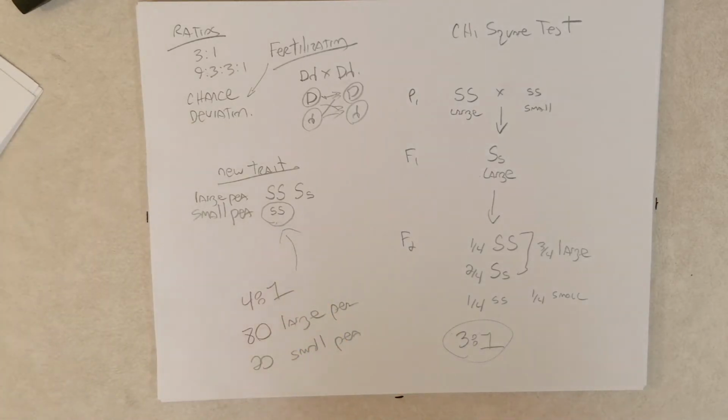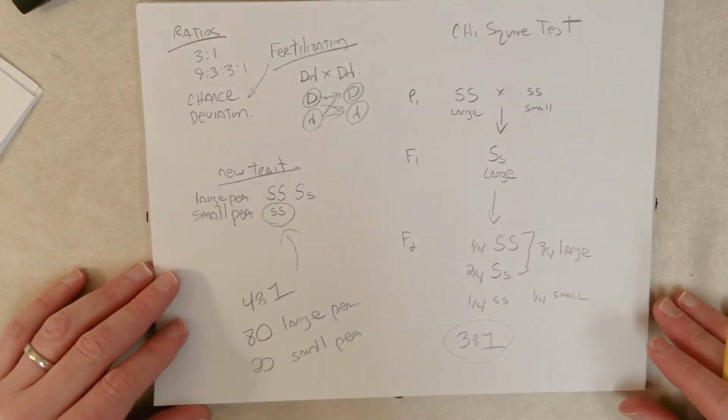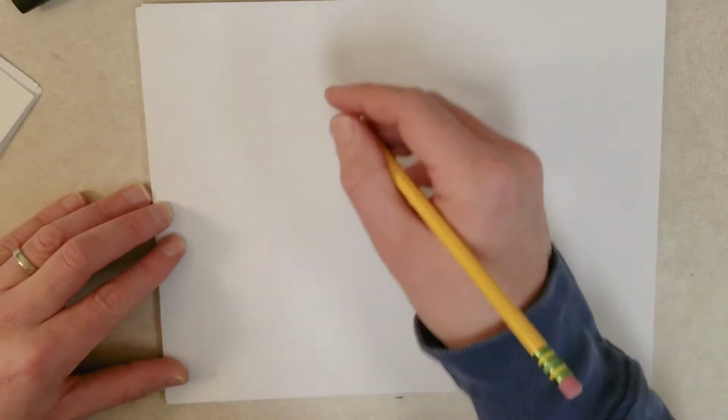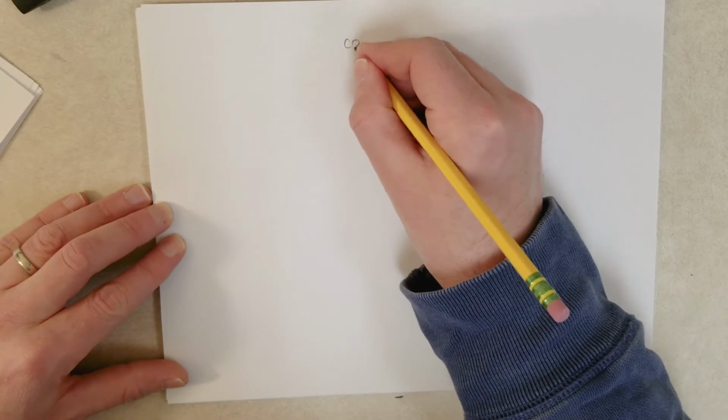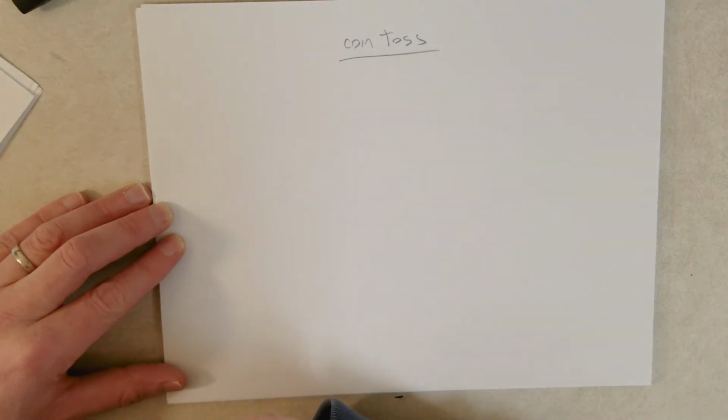So essentially that's what the chi-square test does. It allows us to determine how much deviation from a prediction is normal in an experiment that involves random events. Before we look at our genetic example, let's look at a coin toss example. I like coin toss examples because they're relatively easy to understand.